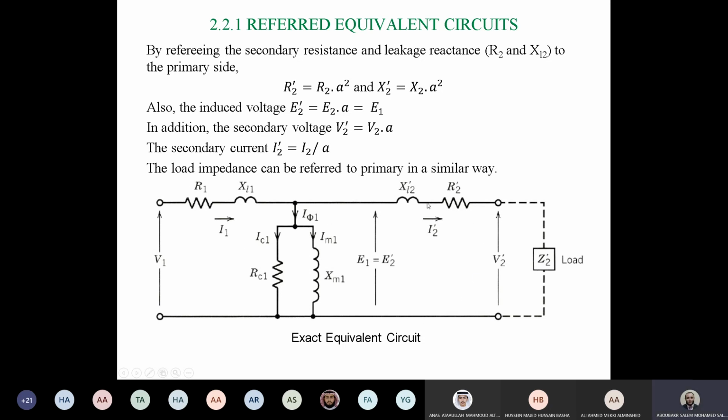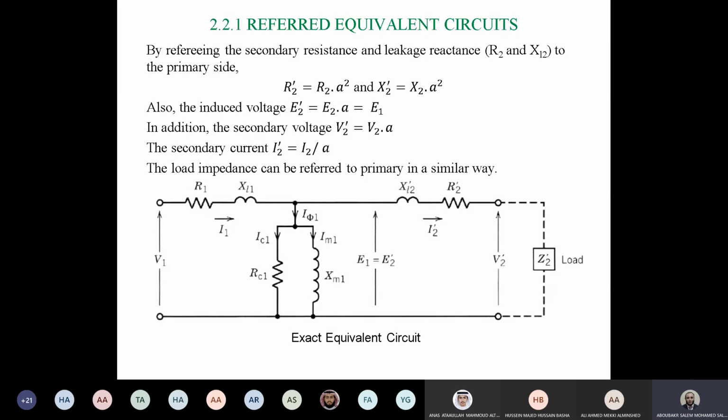R1, X1, R2 prime, X2 prime, RC, XM. We need to find all of these parameters in order to calculate or evaluate the transformer performance. So we are going to describe the experimental tests that are used to determine the parameters of an electrical transformer.